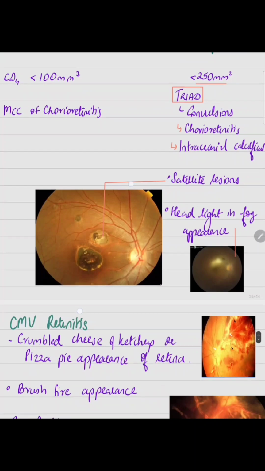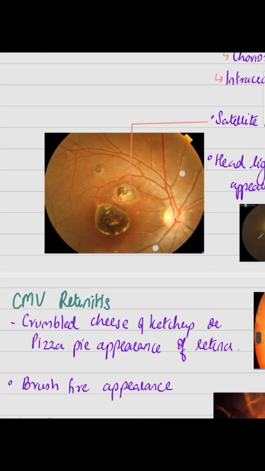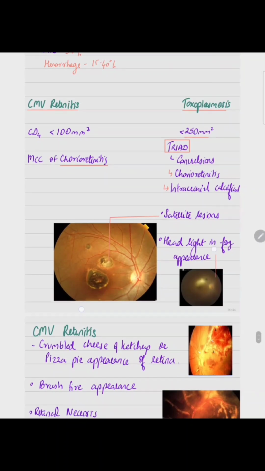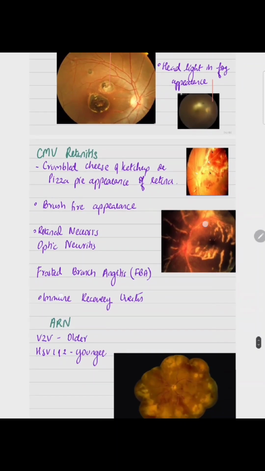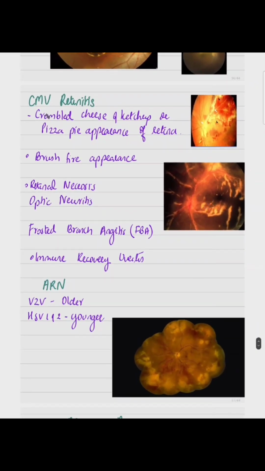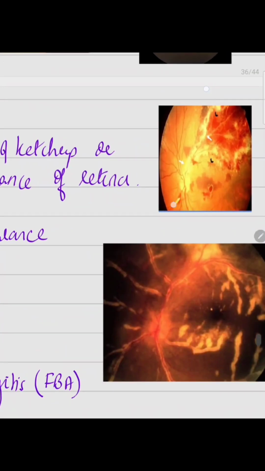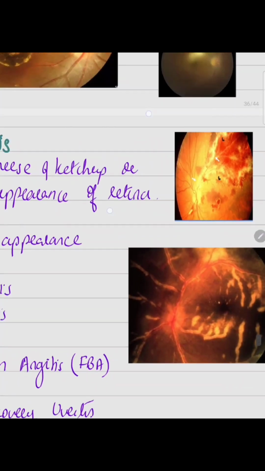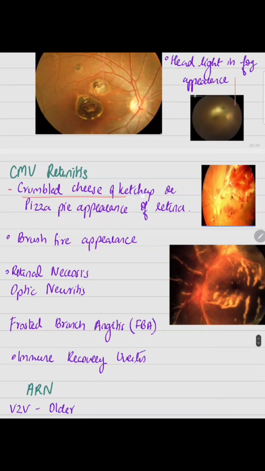This is a satellite lesion. Then in CMV retinitis, CMV is the most common cause of chorioretinitis seen in immunocompromised patients. The patient will have these characteristics of crumbled cheese. It is typical because of the hard exudates and the hemorrhages. There are a lot of extensive hard exudates and hemorrhages. It is known as crumbled cheese and ketchup or pizza pie appearance of the retina.